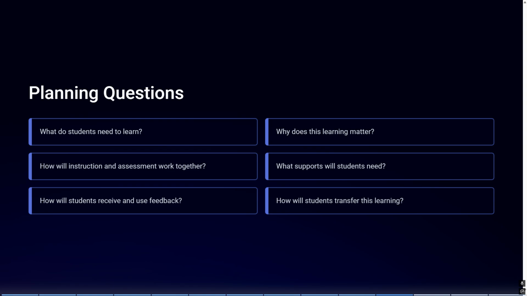A major benefit of the Bridge model is that it gives educators practical questions to guide planning. These questions help teachers move beyond simply choosing activities. Instead, they encourage educators to think about purpose, alignment, support, feedback, and transfer. This can help create learning experiences that are more coherent, more responsive to student needs, and more connected to long-term learning outcomes.